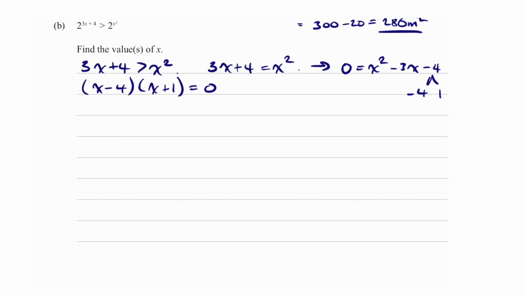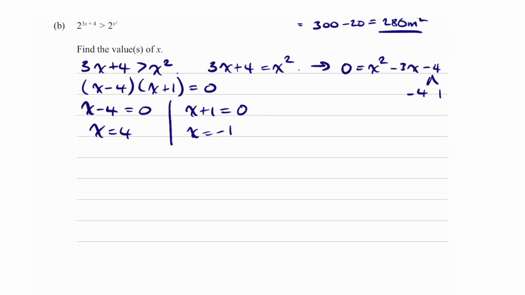Now let's solve for x. So we're going to have two solutions. We've got x minus 4 is equal to 0 and x plus 1 is equal to 0. Solving now, we get x is equal to 4 and x is equal to negative 1. So this is the solution for the quadratic x squared minus 3x minus 4 is equal to 0. But we don't have that. That wasn't our original question. Our question was an inequality.